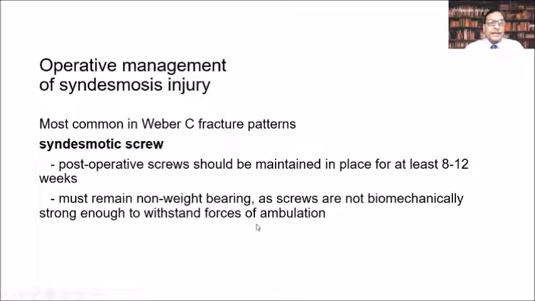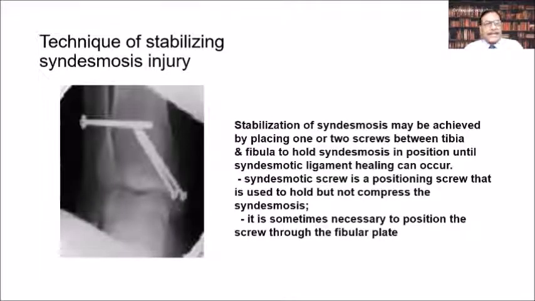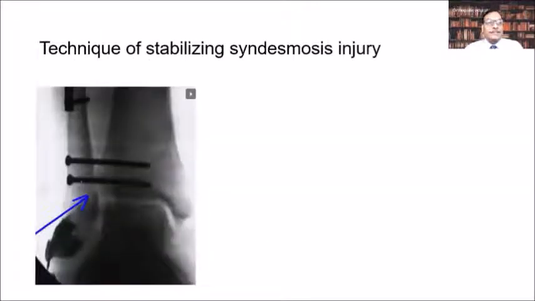What about the operative management of syndesmotic injury? We must put syndesmotic screws. And when you put a syndesmotic screw, the patient must remain non-weight bearing, because these screws are not biomechanically strong enough to withstand the forces of ambulation. Unless you remove it, don't allow the patient to put weight, and usually it is kept for roughly 3 to 4 months. And this is the technique, we won't go into that detail. Syndesmotic injuries, see the screws put in the syndesmotic joint.